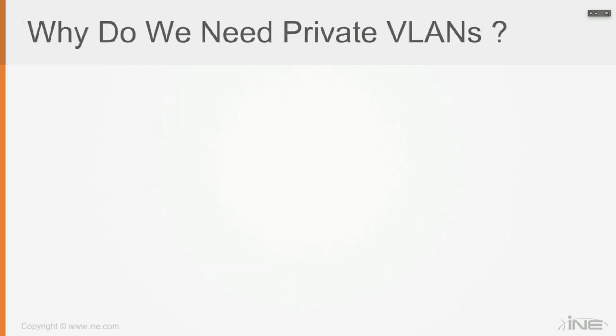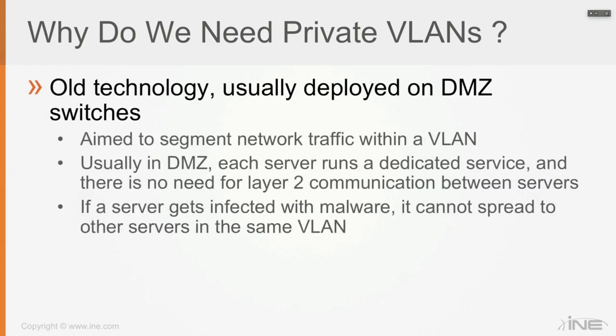Now, why do we need private VLANs? It's a very old technology which was usually deployed in the DMZ, on DMZ switches. DMZ stands for demilitarized zone, which means you're going to have in there your public services which are available from the internet. So the DMZ is not a trusted zone. The LAN side is the trusted zone. The internet is going to be something in between. So back in the day we would deploy private VLANs, and also nowadays in the DMZ, because this was aimed to segment network traffic within a VLAN in the DMZ.